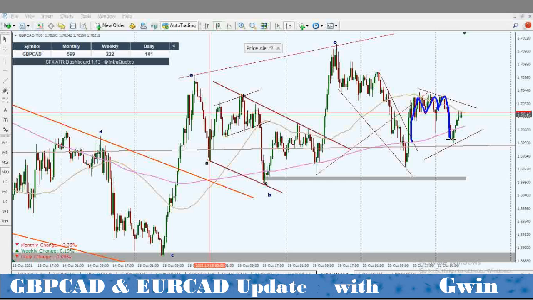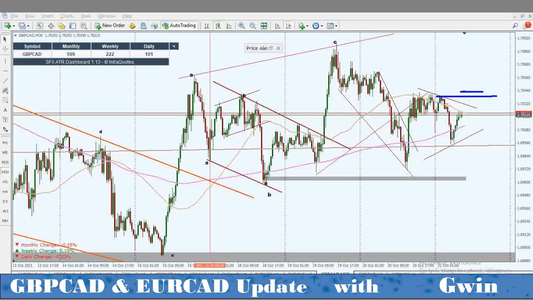So this is the correction which we wanted to see, and this is now our A, this is now our B, and this is our C. What we're looking for is a breakout of this structure here. A breakout of this structure will signal the continuation, so we're going to wait for a breakout. Any breakout from this point on.